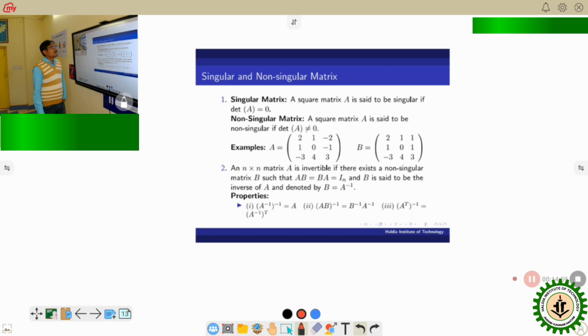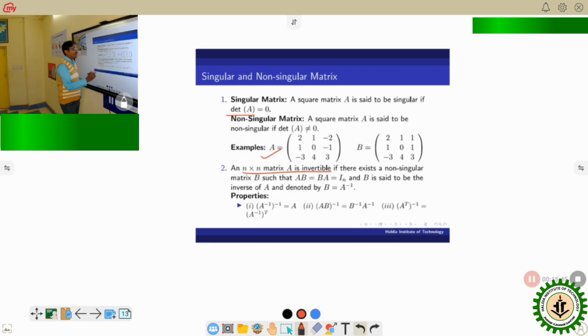Next, the concept is singular and non-singular matrix. What is the definition of a singular matrix? A square matrix is said to be singular if you calculate the determinant of that matrix and you get 0; it is called a singular matrix. And a non-singular matrix has a non-zero determinant. We assume that everyone knows how to find the determinant. So this is the example. If you take the determinant of A, you get 0 here, and the determinant of B should be non-zero. You can check it.